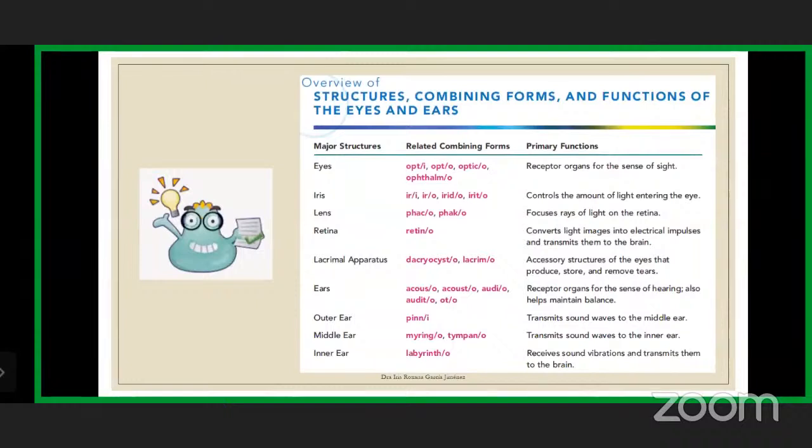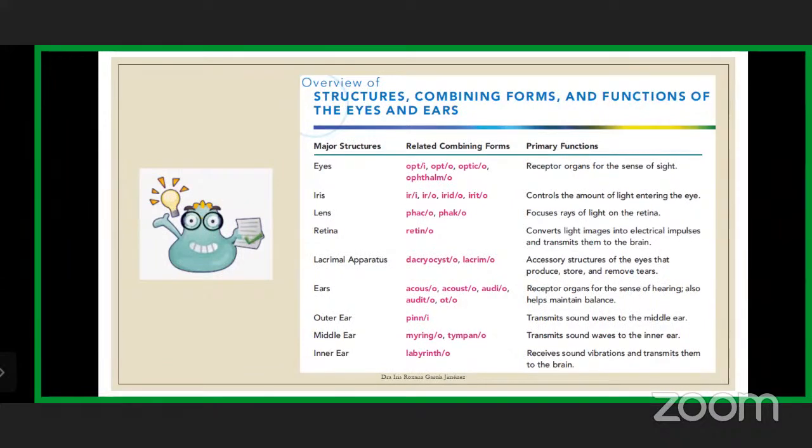Again, considering the structures and the combining forms from the eyes and the ears, we have lots of ways of combining. For example, about the eyes, we have opt, opti, opto, optico, ophthalmo. With the iris, iri, iro, iris, irido, and irit or irito, depending on the suffix we are going to construct. About lens, phaco and phako, you can see just changing the C and the K, and the meaning is the same, just a detail in the grammar. But the retina, retino, and that's all.